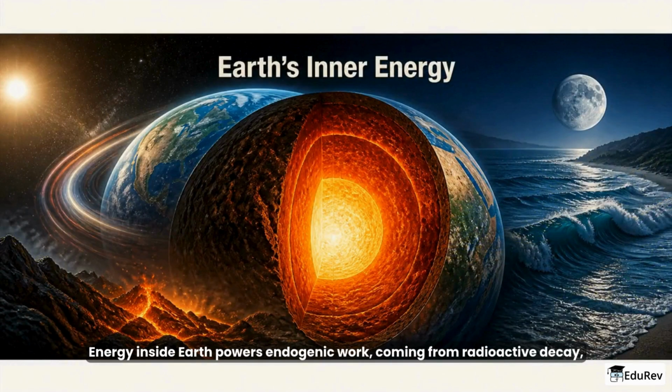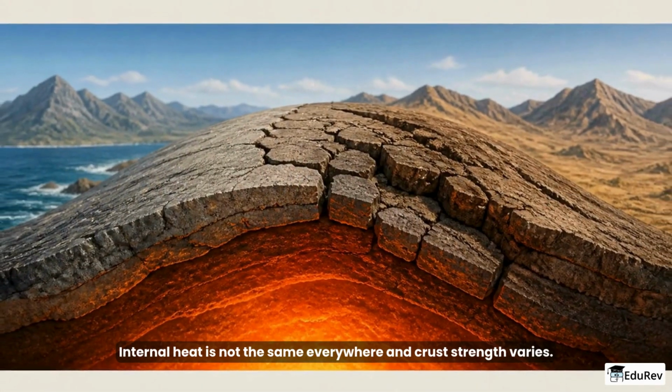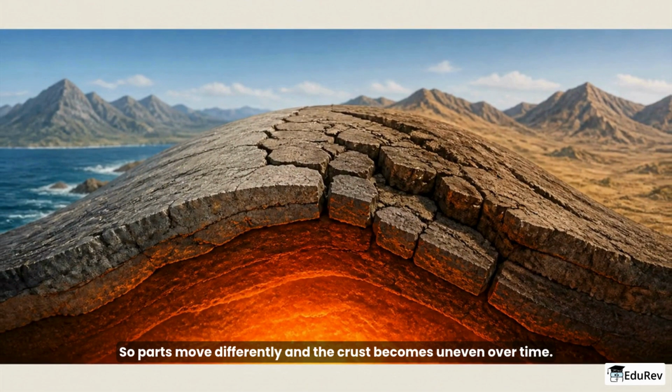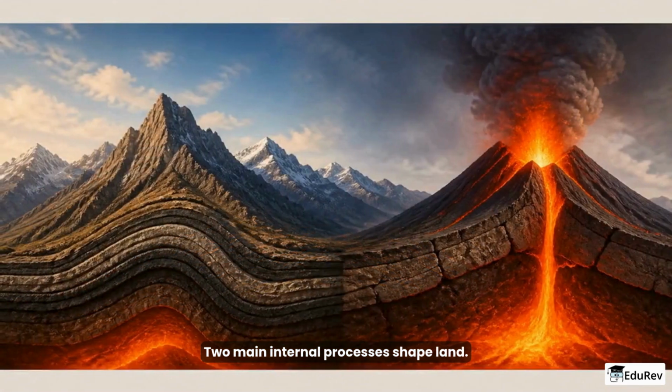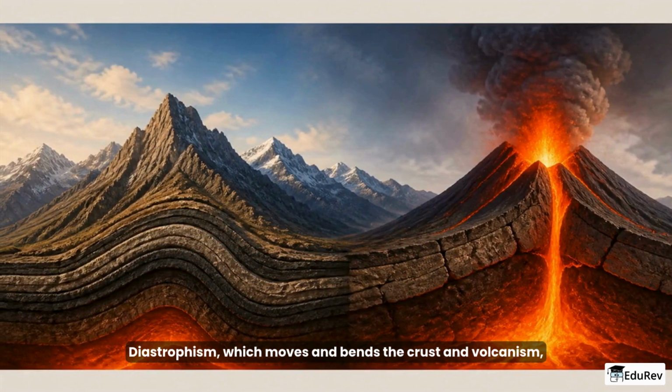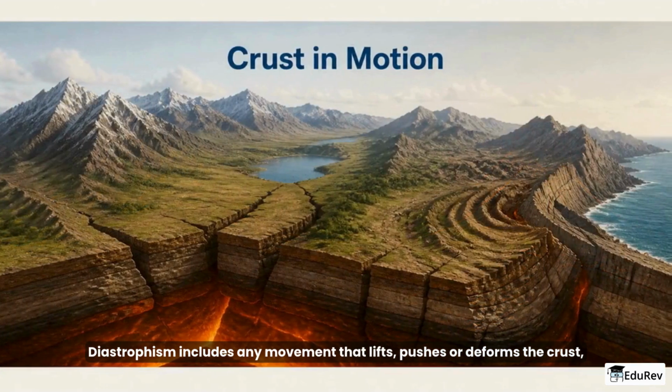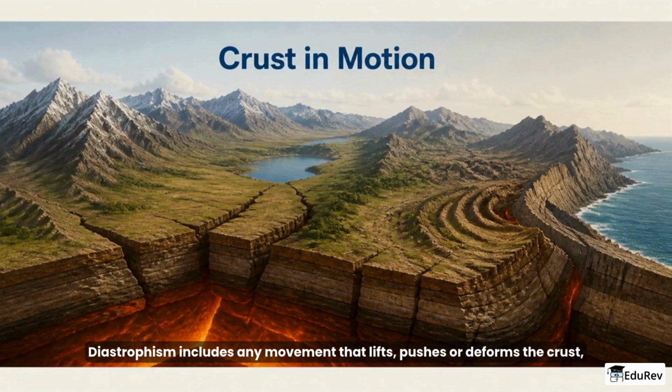Energy inside Earth powers endogenic work, coming from radioactive decay, friction from rotation and tides, and leftover heat from when Earth formed. Internal heat is not the same everywhere, and crust strength varies. So parts move differently and the crust becomes uneven over time. Two main internal processes shape land: diastrophism, which moves and bends the crust, and volcanism, which brings molten rock upward onto the surface. Diastrophism includes any movement that lifts, pushes, or deforms the crust, changing large areas of land in many ways over time.